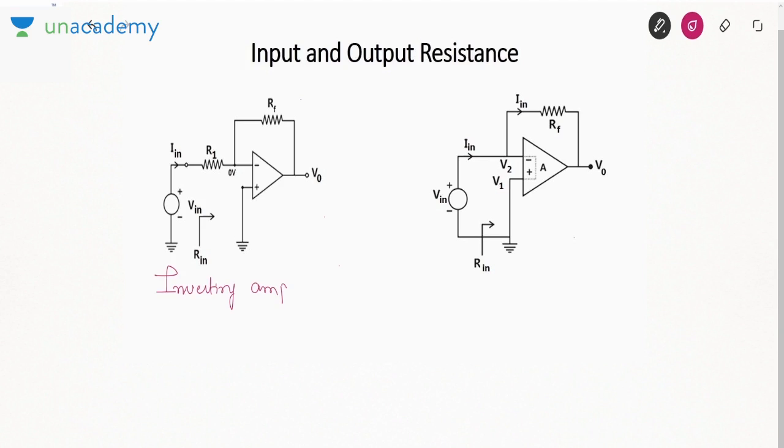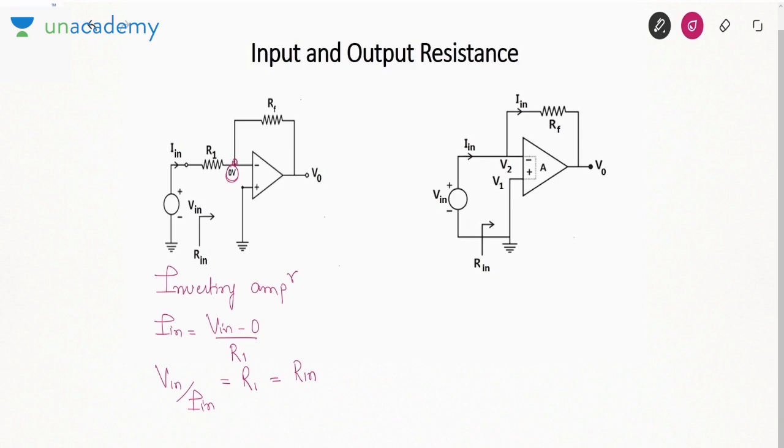So by virtual ground, this voltage will be 0 volt. If this is 0 volt, I in is V in minus 0 by R1. So V in over I in is R1. It will be the input resistance.